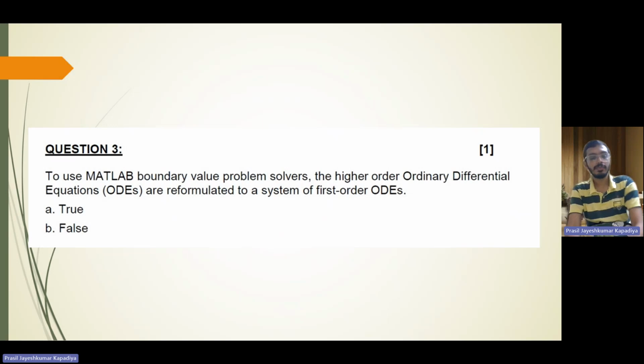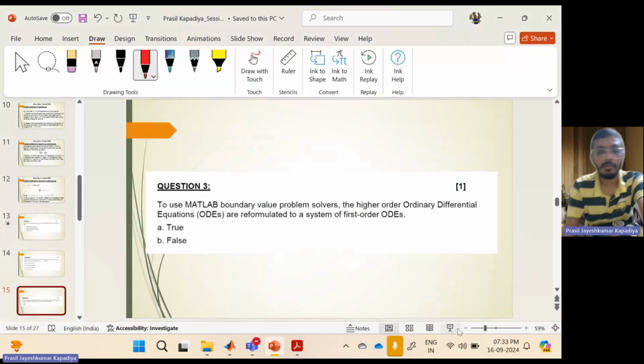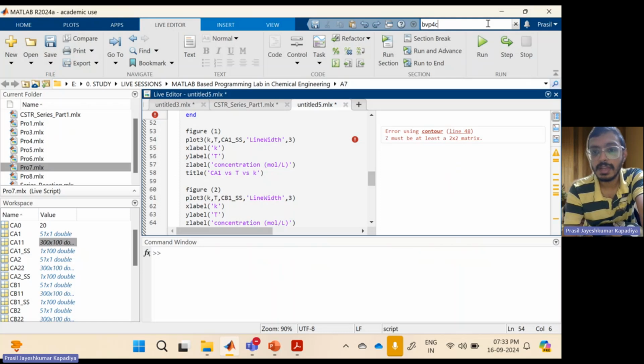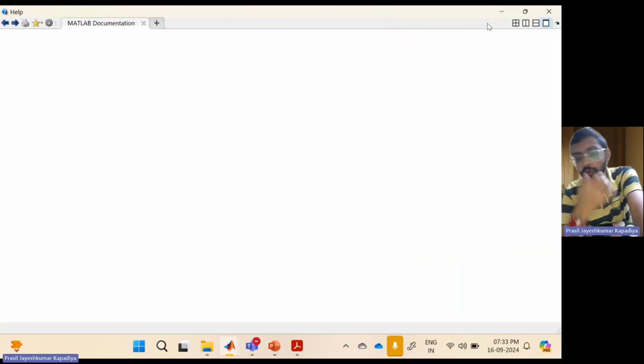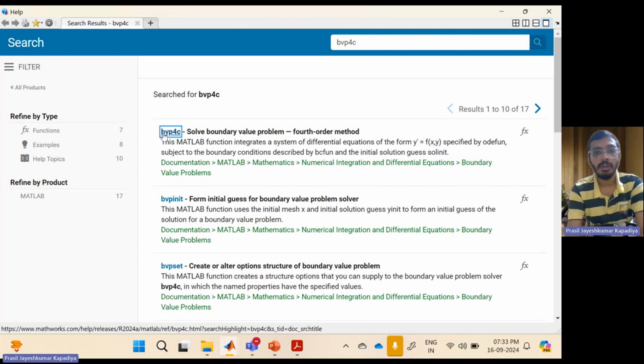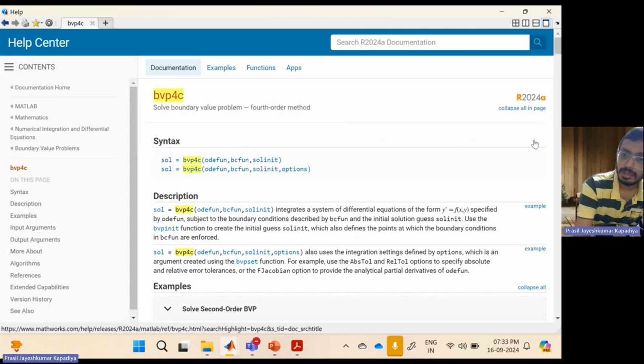Okay, let's move ahead. To use the MATLAB ordinary differential equation solvers, the higher order ordinary differential equations are reformulated to a system of first order ODEs. Is this correct or not? This is correct. We will take a problem. We will not solve it in today's lecture, but I will just show you one solved problem for BVP4C. We will solve this boundary value problem in the next class.